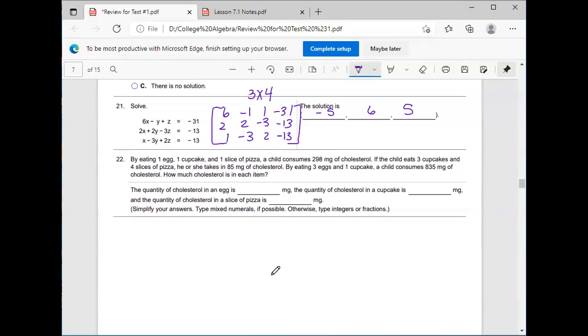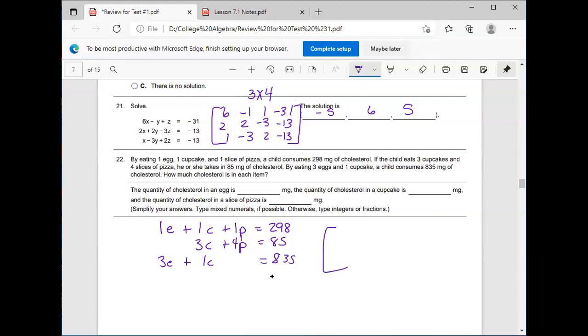By eating 1 egg, 1 cupcake, and 1 slice of pizza, I'm just going to use the letters that we've got, that child's going to have 298 milligrams of cholesterol. If the child eats 3 cupcakes and 4 slices of pizza, that's going to be 85 milligrams. If they eat 3 eggs and 1 cupcake, that's going to be 835 milligrams.